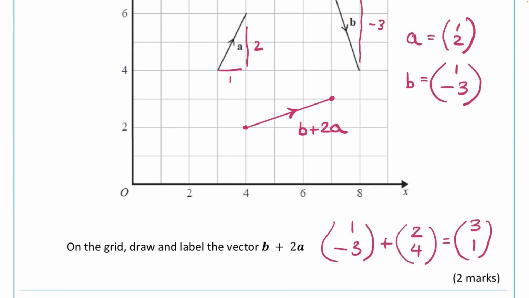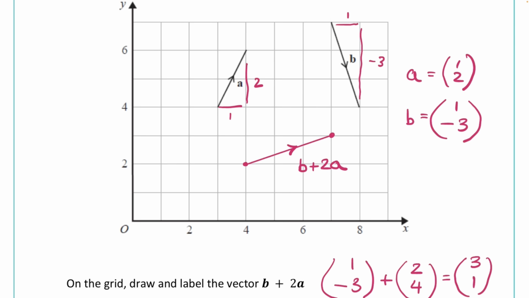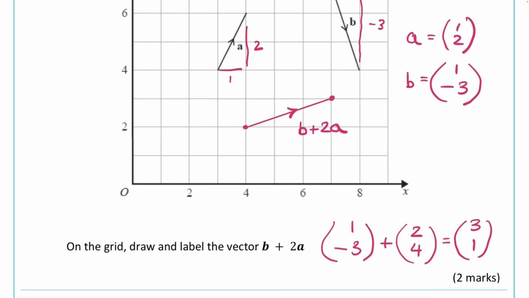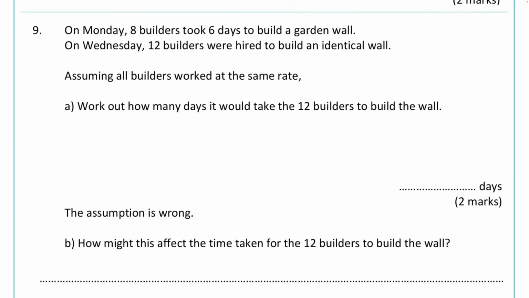And there we go. There is my column vector drawn. Of course, reading the vectors, do make sure left and right goes on the top and up and down on the bottom. So there we go, there is drawing a column vector.